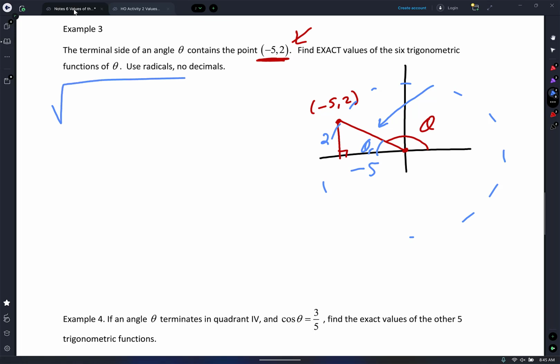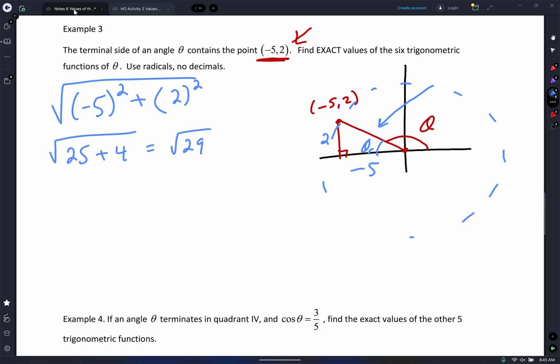So how do I get the hypotenuse? I just do this, square root, and I put -5 in parentheses, square it. You do that when you put it in the calculator as well. And then you square the 2. Negative times a negative is a positive, so I'm going to have 25 plus 2 squared is 4. I'm going to leave it as the square root of 29 because it doesn't break down to a nice pretty number. So square root of 29 is my hypotenuse. Are we okay? Nothing crazy.